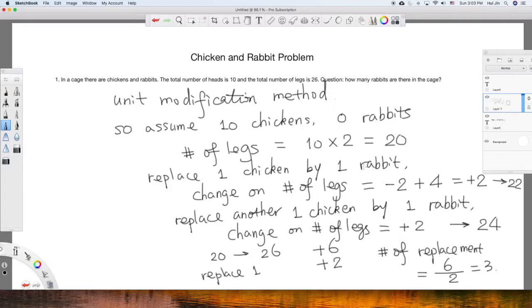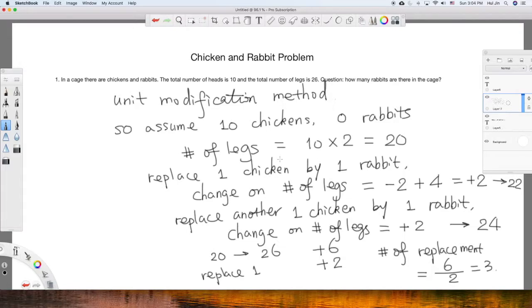And this unit modification method hinges on this crucial idea: by taking a small step, you see which direction the change is going to be. And you want to make sure that the change is going in the direction that you want it to be. And how many changes you're going to do depends on the final total change divided by the small change incurred by every little change. Okay, and we're going to look at this method more on other problems.